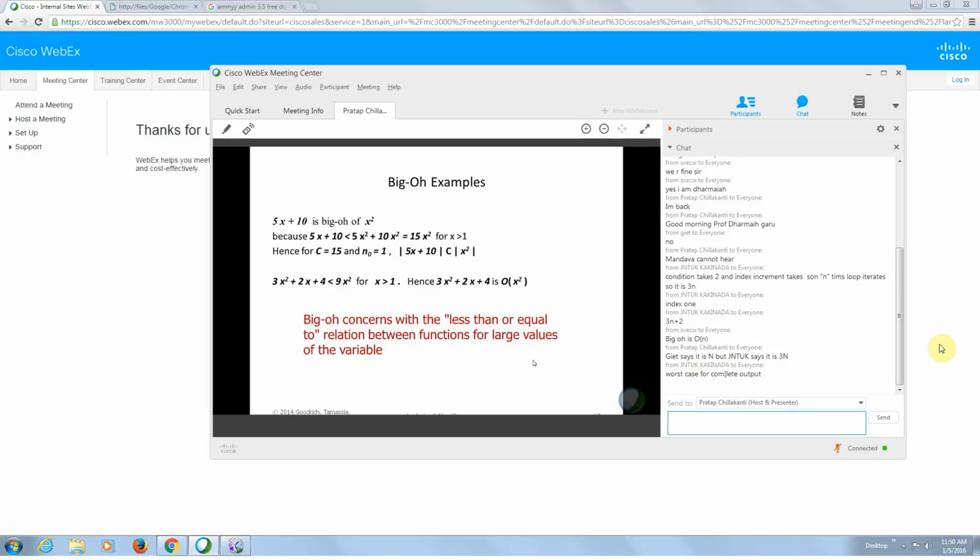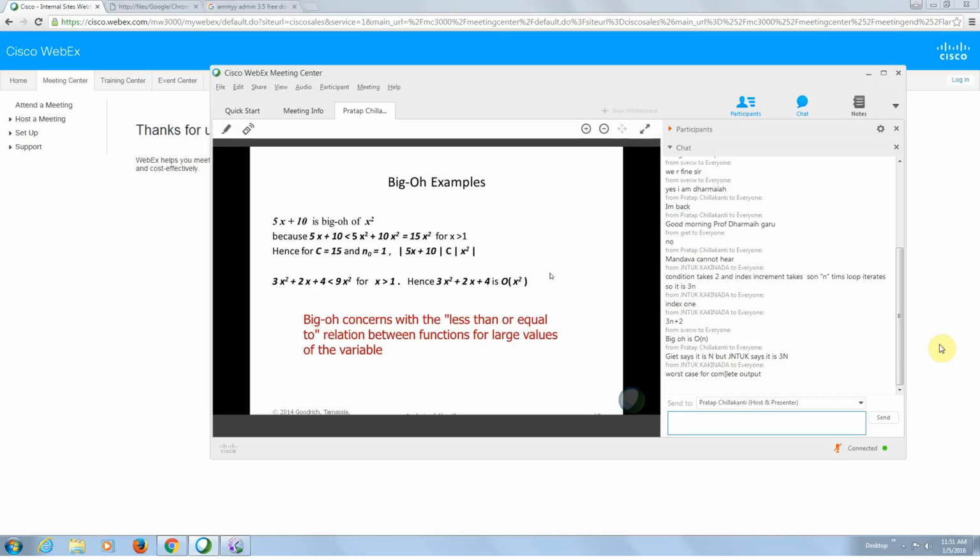If you look at the actual equation, 5x plus 10 becomes equal to 15x squared. Now if you add a constant c, in the 15x squared c is 15, and n equal to 1. N equal to 1 means you substitute x with input size 1. So 15 is equal to 15. They both are the same at that point. After that, meaning from the second term onwards, the g function is going to be higher than the f function.